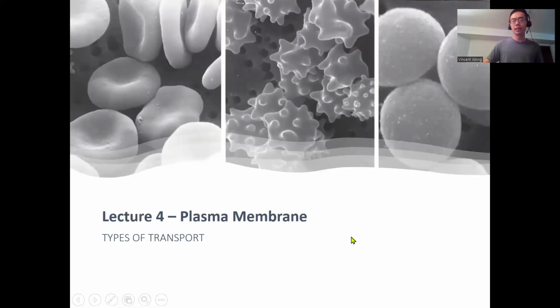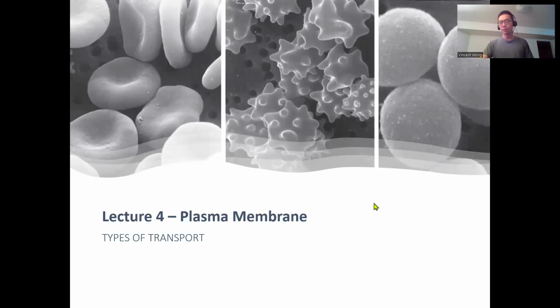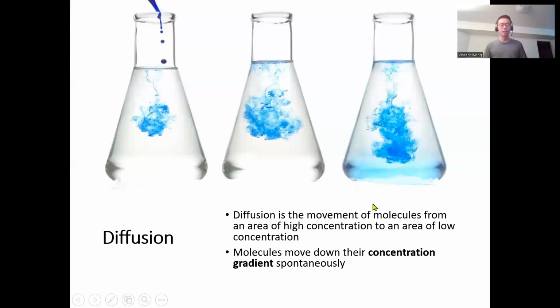All right, we're going to take a look at transport now. There are many different kinds of transport that occur across the cell membrane, and we will start with a very simple type of transport first. It is called diffusion. Diffusion is the movement of molecules from an area of high concentration to an area of low concentration.